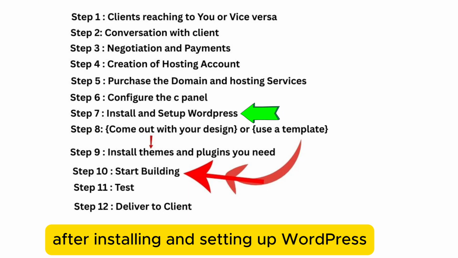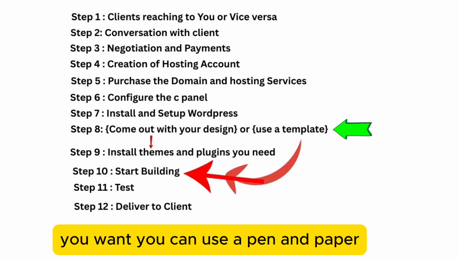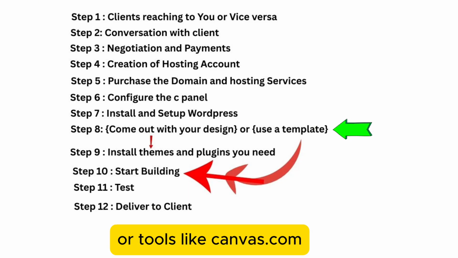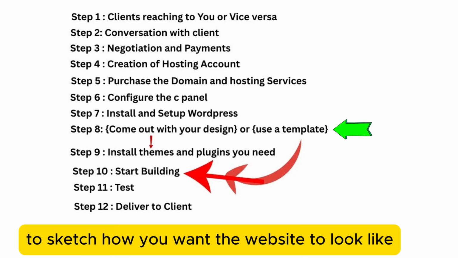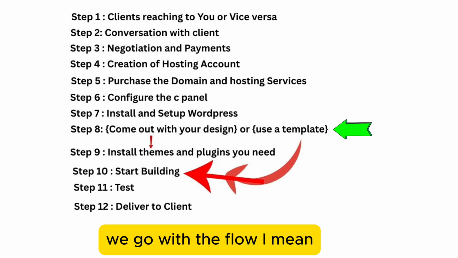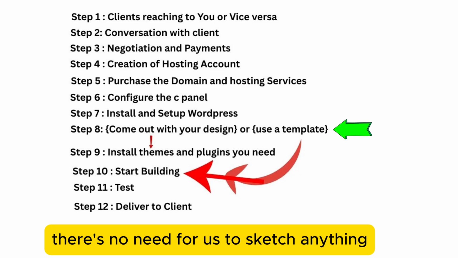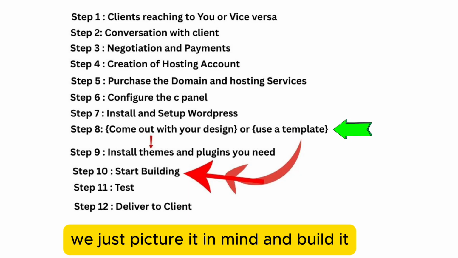After installing and setting up WordPress, the next thing for you to do is to draft out the design you want. You can use a pen and paper or tools like canva.com to sketch how you want the website to look. For professionals and experienced people like myself, we go with the flow. I mean, since we have built a lot of websites, there's no need for us to sketch anything. We just picture it in mind and build it.